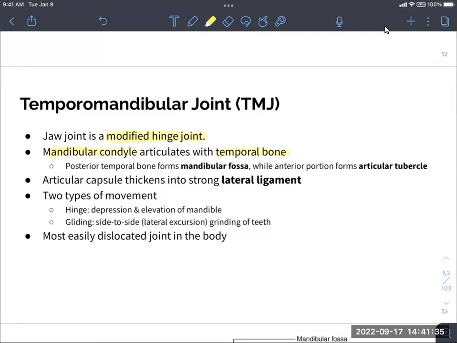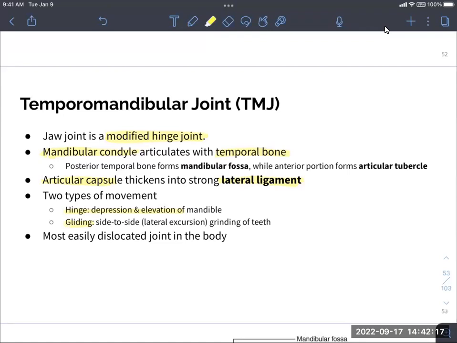Because it's a synovial joint, it has an articular capsule with a lateral ligament. Lateral, so it's on the outside of the joint. The temporomandibular joint is a hinge. It can depress and elevate, and it can glide side to side. That's what allows grinding of your teeth when you're really stressed, or could be just some childhood habit that kept up going. But that's what lets you chew your food too, is that gliding and hinging of those joints.